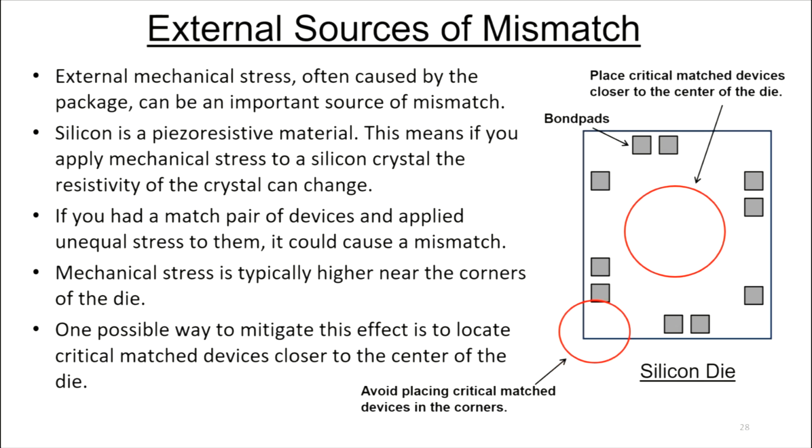So one possible way to mitigate this effect is to try to locate the critically matched devices closer to the center of the die. If you have something that's very critical, the recommendation is don't put it in the corner of the die. Put it in the middle of the die. So if you had an onboard ADC, it would go right in the middle. Band gap reference, you'd want to put that right in the middle. So anything that requires very critical matching, put it close to the middle of the die to get the least amount of mechanical stress on that location.